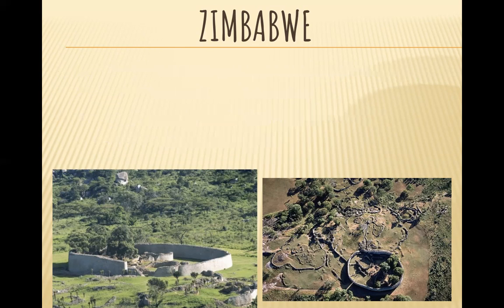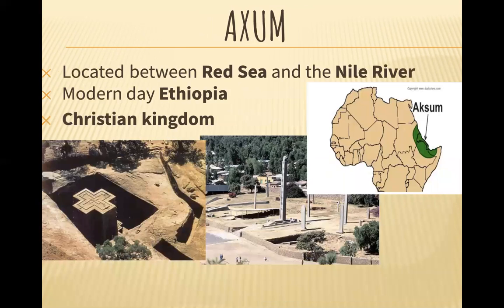And going back to Axum real quick, thinking about the temples and it being a Christian kingdom, what do the very, very far left, what does that look like? I hope you thought cross, because it definitely looks like a cross to me. But what's interesting is since it was so hot in Axum, they often built their temples underground.